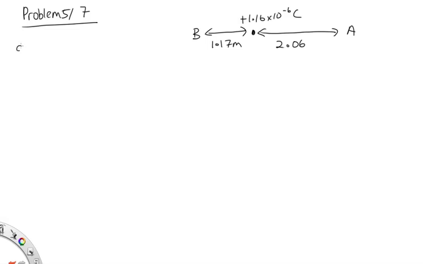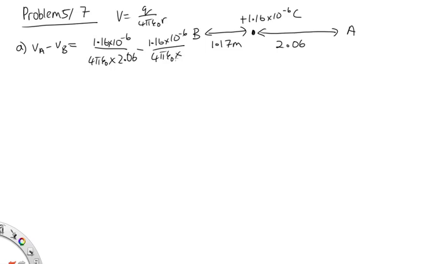Part A says find the potential difference, V_A minus V_B. Okay, all we need to do is substitute in. We know V is equal to Q over 4 pi epsilon naught R, where R is the distance from the charge. At A, we've got 1.16 times 10 to the minus 6 over 4 pi epsilon naught times 2.06, minus, for V_B, same charge, 1.16 times 10 to the minus 6 over 4 pi epsilon naught times 1.17. Now if we substitute in 8.85 times 10 to the minus 12 for epsilon naught, we can enter all these numbers into the calculator and get an answer. When we do that, we get minus 3,850 volts, which is minus 3.85 kilovolts. So that's the answer to A.